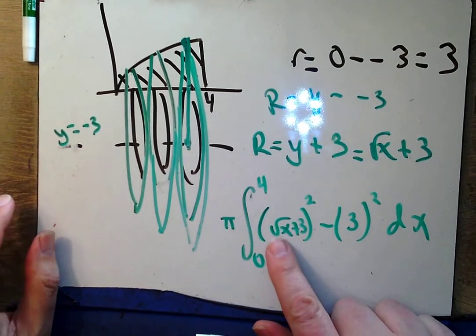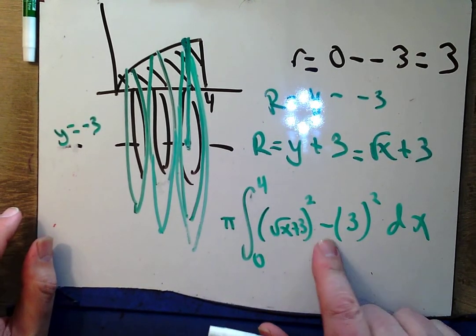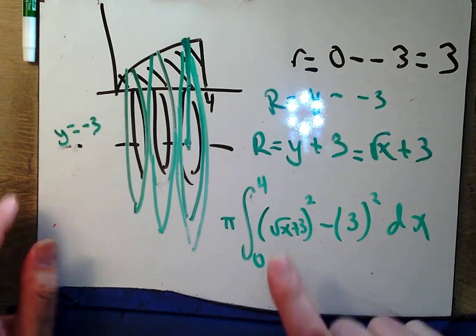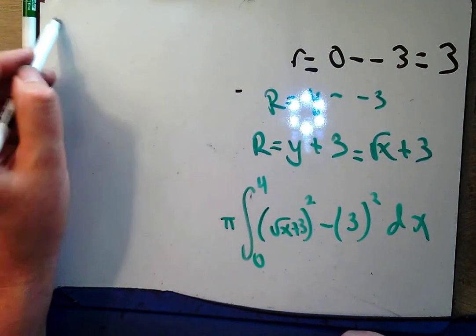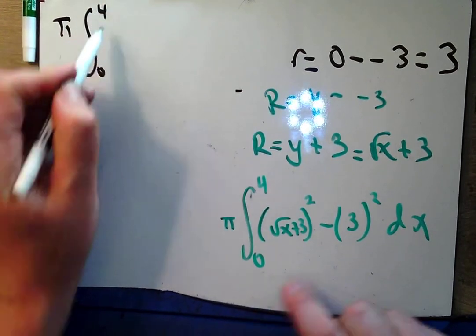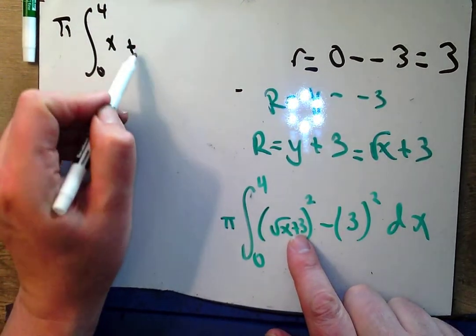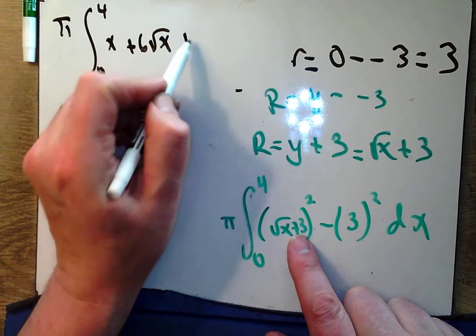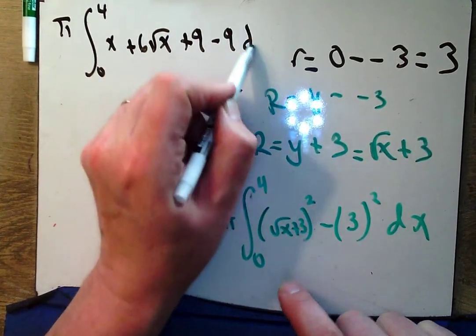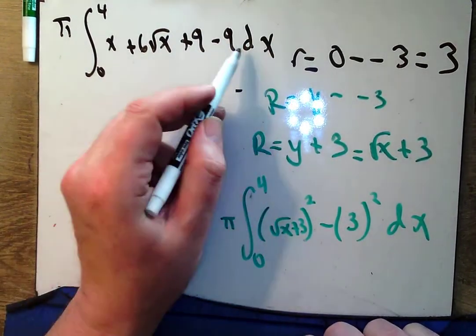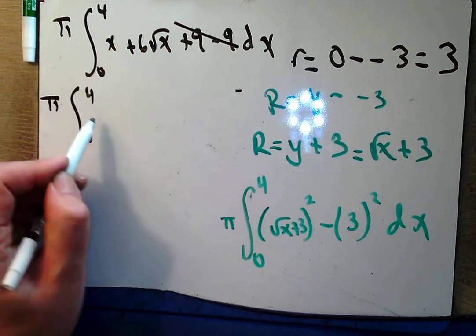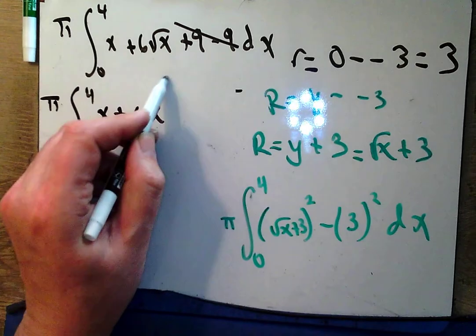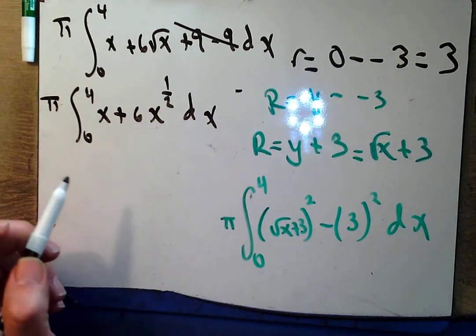Okay, please don't turn that into x plus 9 minus 9. This is a FOILing situation. You need to FOIL here. So we're going to have pi integral 0 to 4 x plus 6 root x plus 9 minus 9 dx. So yeah, those do cancel. Pi 0 to 4 x plus 6 x to the 1/2 dx.